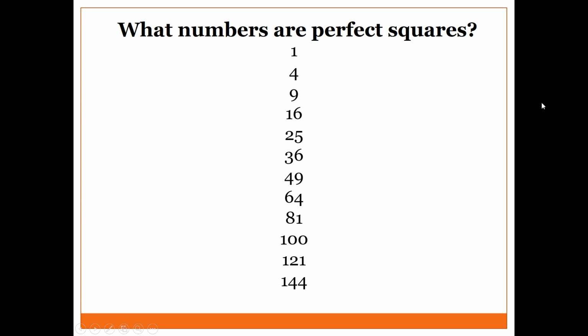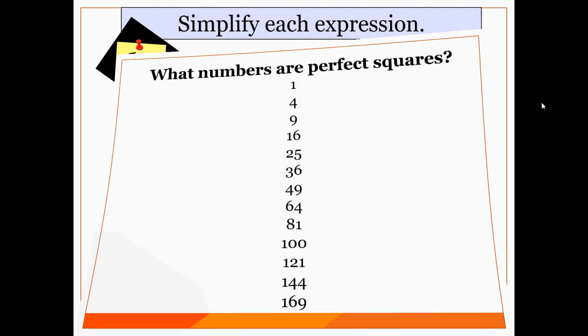121. 144. These are all perfect squares because you can take the square root of them and you can have a full number. Okay, so this is what we're going to be looking for today. You're going to be taking some radicals and looking for some factor pairs, and one of the factors has to be a perfect square. Has to be one of these numbers on the list. So let's see what we're talking about here.